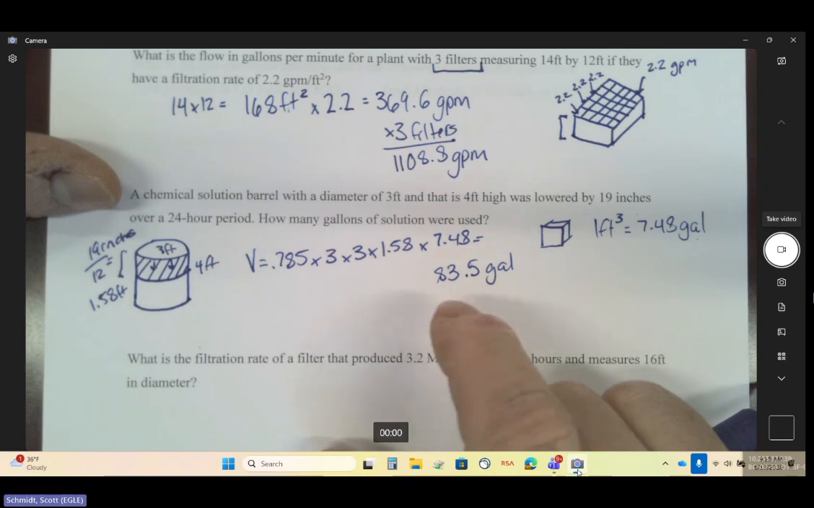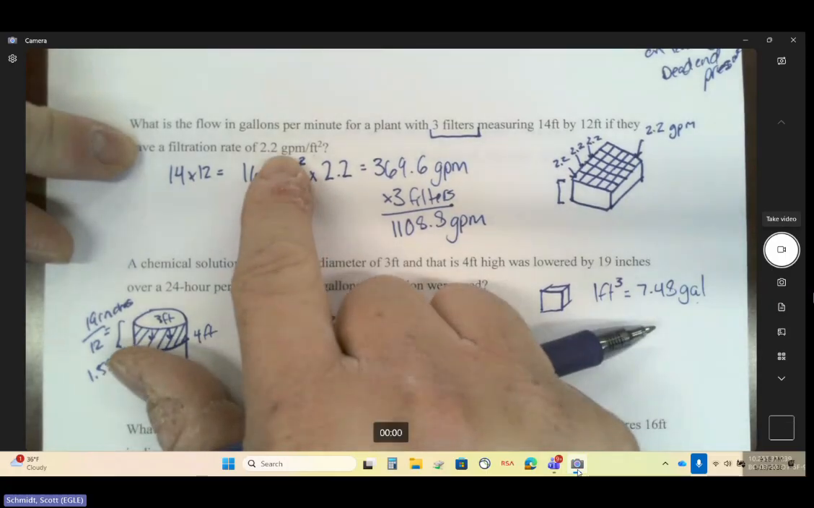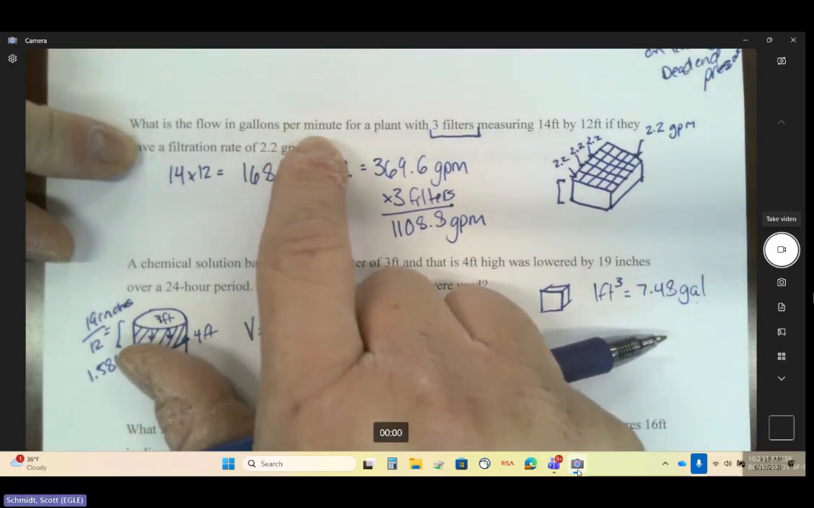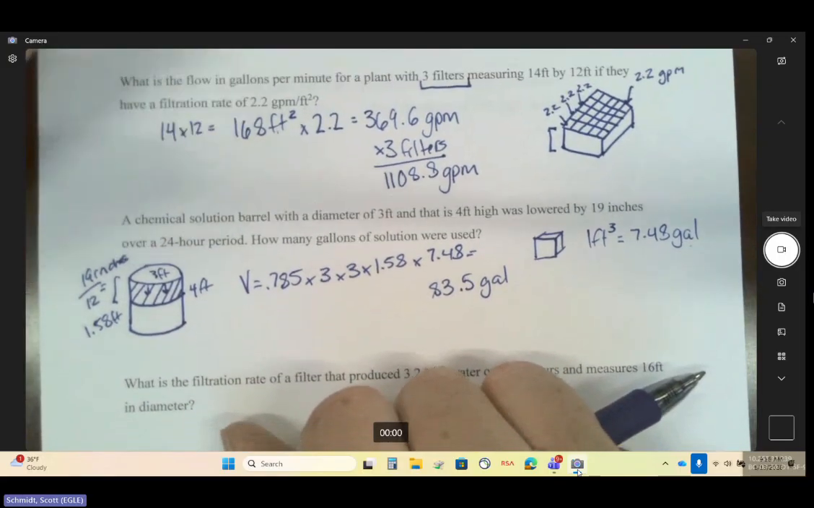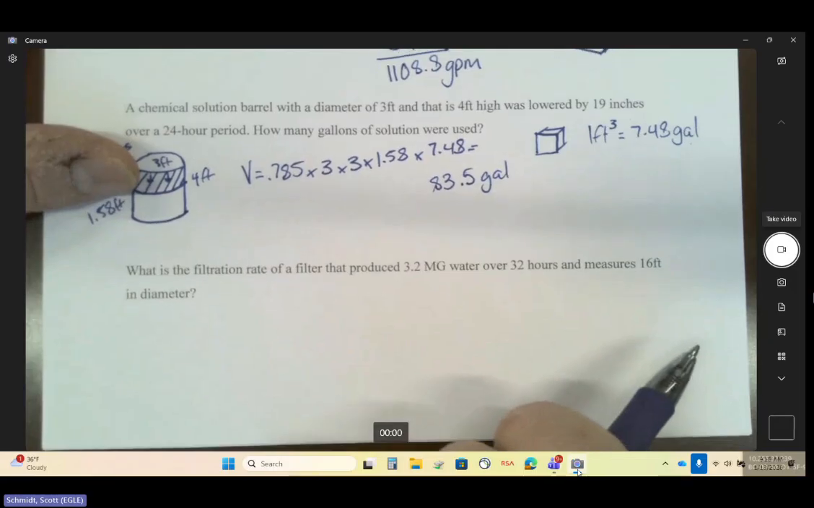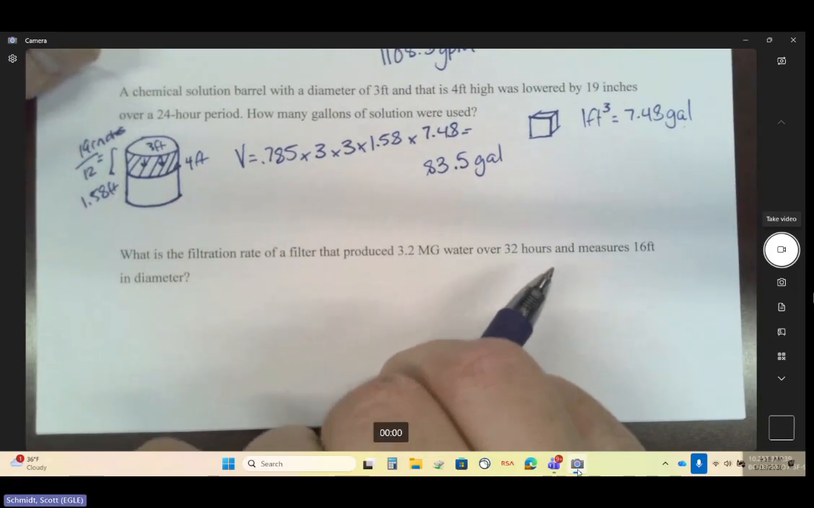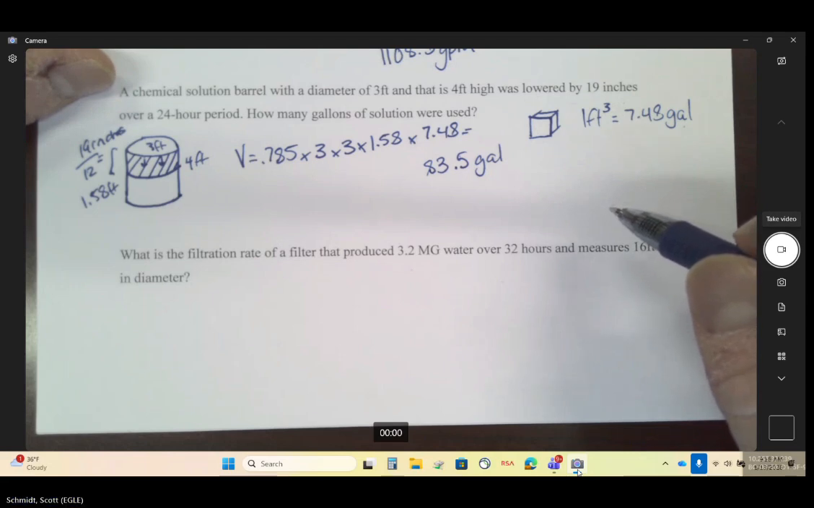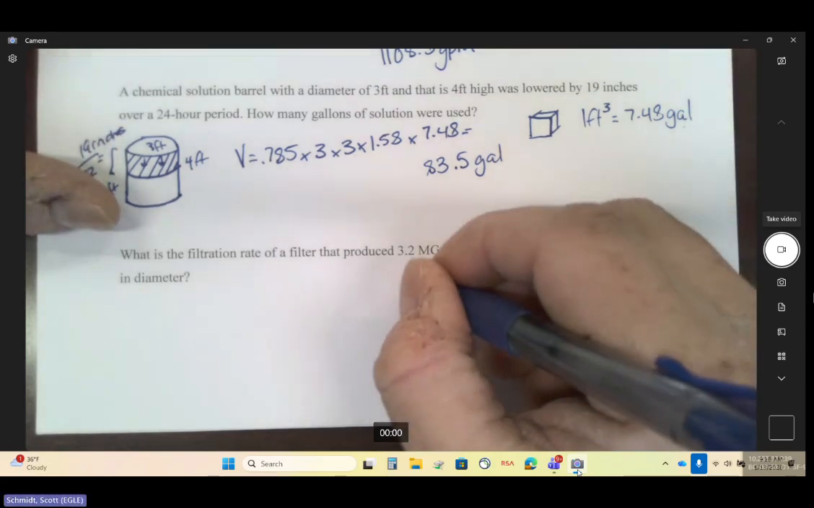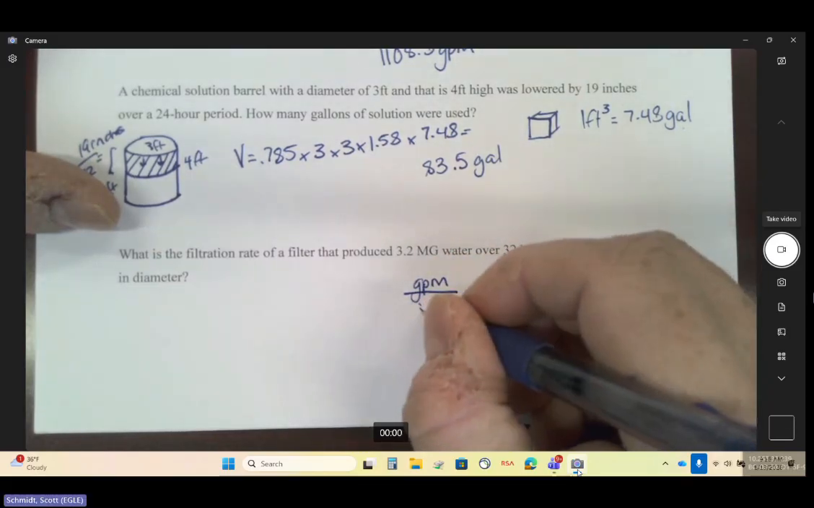So this one right here. The filter right here was acting as a pump, right? Because we knew the filtration rate. How many gallons were the flow? Now look at this. This says, what is the filtration rate? It doesn't say what's the flow in gallons per minute. So for the fact that this one's asking for a filtration rate, this one is an actual filtration. That filter is filtering. So we need to know, they're looking for the units here. What's the filtration rate in gallons per minute per square foot? So the formula for filtration rates is gallons per minute divided by the volume.